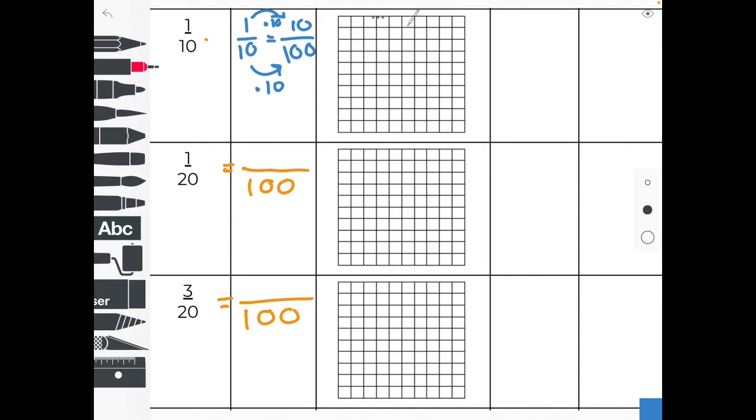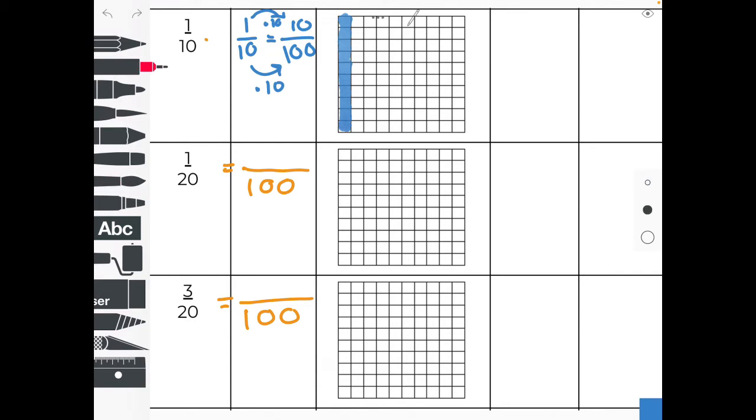So 1/10 equals 10 hundredths, and we're going to shade that in. This is 1, 2, 3, 4, 5, 6, 7, 8, 9, 10 hundredths. 10 are shaded in out of all 100 here. And we can see that this is one column out of 10. So this drawing represents how these fractions are the same.